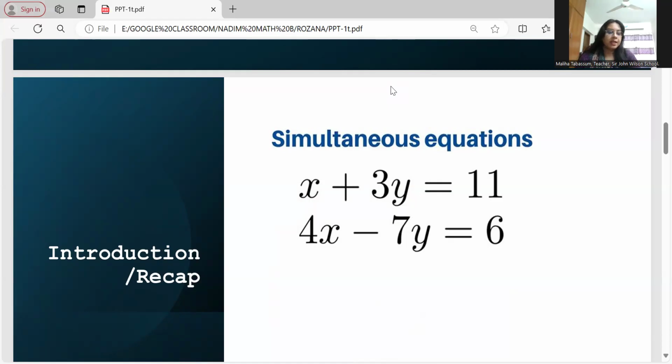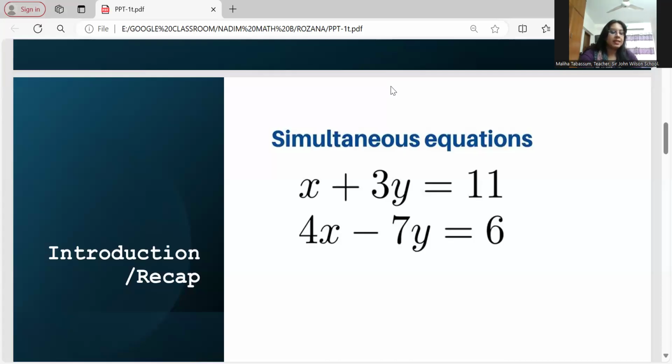are non-linear equations. Here I would like to mention that in our book, in the first chapter, we have simultaneous non-linear equations, but in order to make your basics stronger, to consolidate your basic knowledge, at first we will discuss simultaneous linear equations. And for this purpose, I have made a worksheet. Later, I will upload that worksheet on GC.